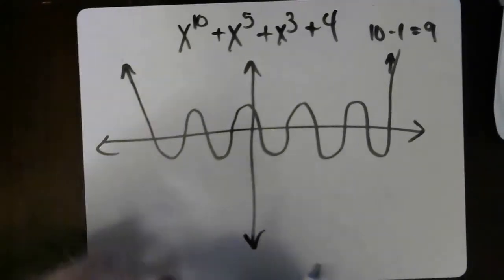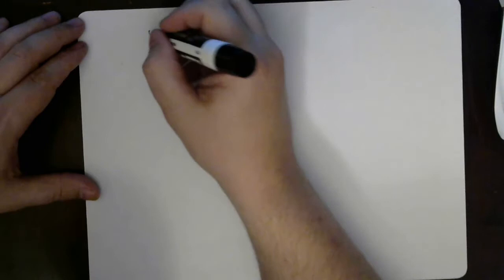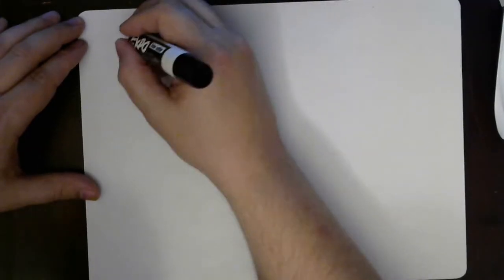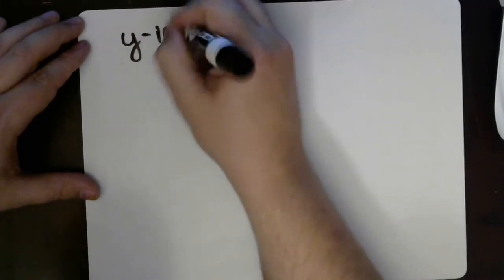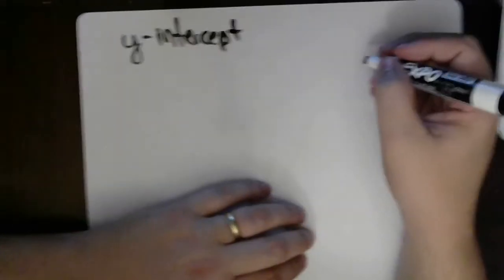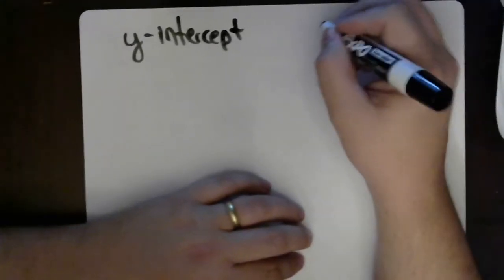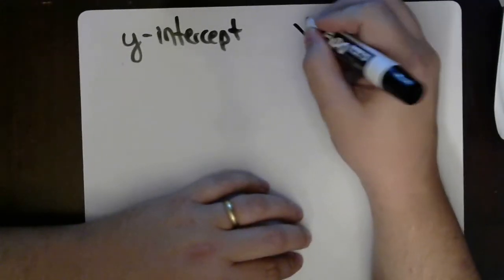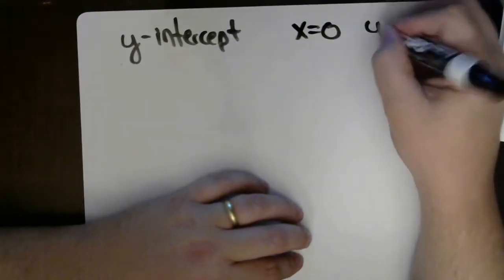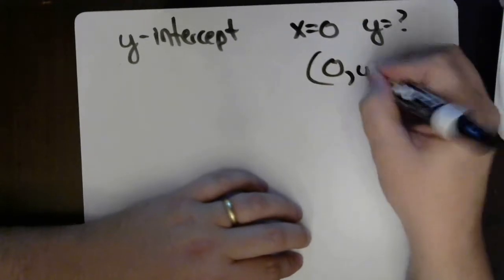Alright, so let's add something else to this. So we know our end behavior, we know how many turning points. So now we're going to talk about what our y-intercept is. If we remember from hopefully earlier lessons, a y-intercept is when x is equal to 0, what is y? And that gives us a coordinate point.